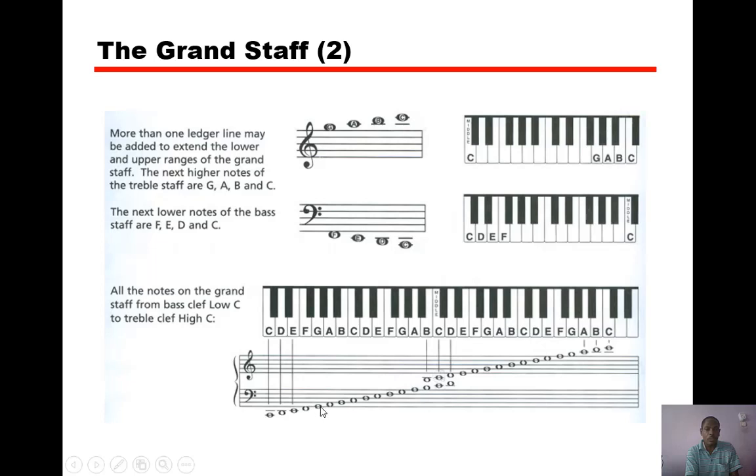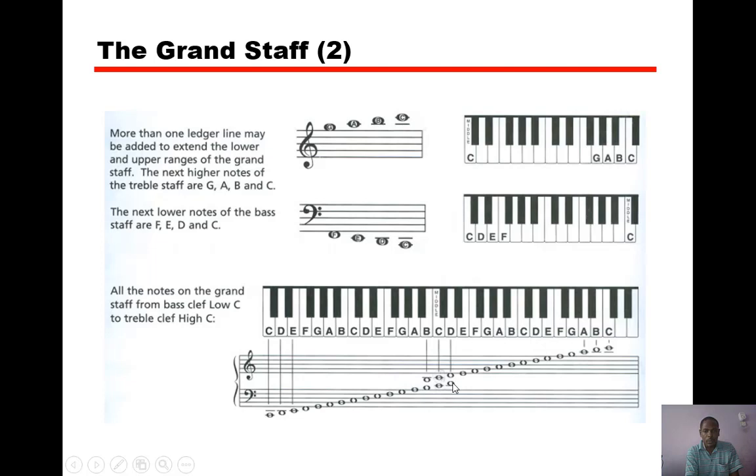So from G we go to A, B, C, D, E, F, G, A. Then B is a space above the bass staff. Then if we move to the first leisure line above the bass, that would be a C. And then if we put a note in the space above the first leisure line, that would be D.